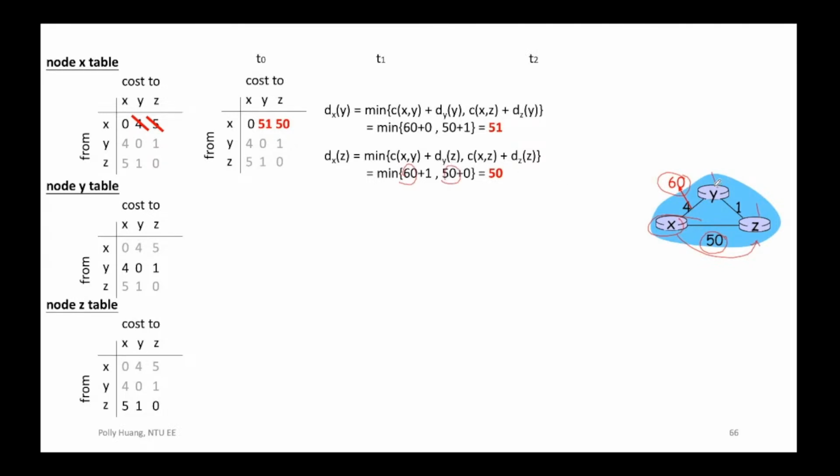And then from y, what is the shortest distance to z? Shortest distance from y to z, that would be 1. And then the second neighbor, z's perspective: to go from z to z, the shortest distance is 0 here. 61 compared to 50, so we pick 50 as the shortest distance from x to z.